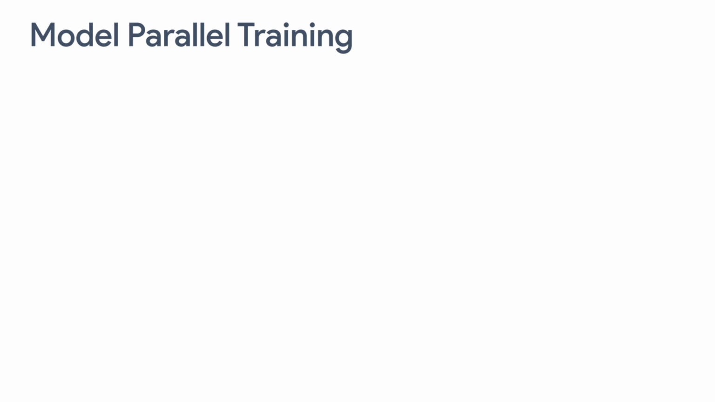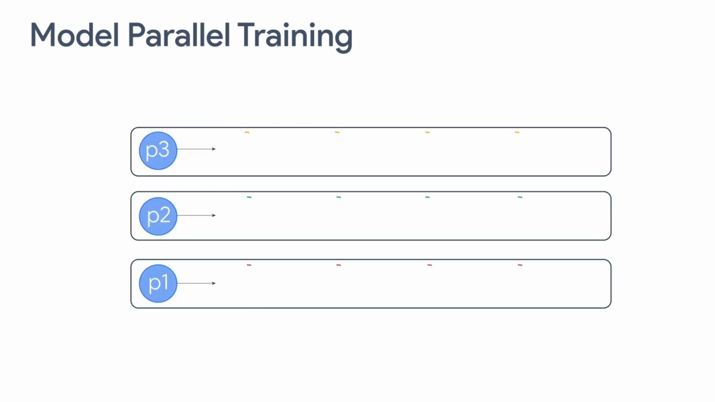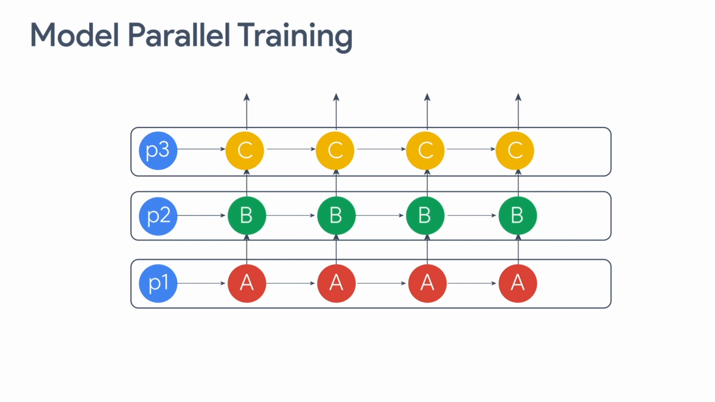Model parallel training is where different portions of the model computation are done on different computational devices simultaneously for the same batch of examples. This diagram shows an example of a recurrent deep LSTM model used for sequence-to-sequence learning parallelized across three different devices.